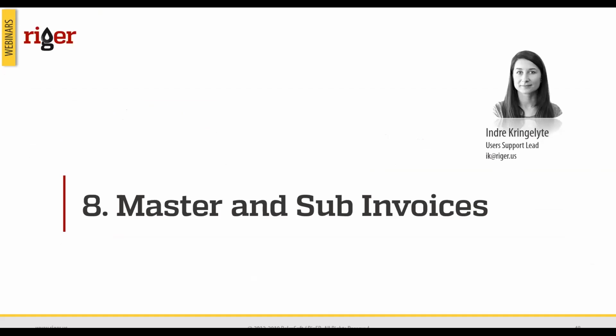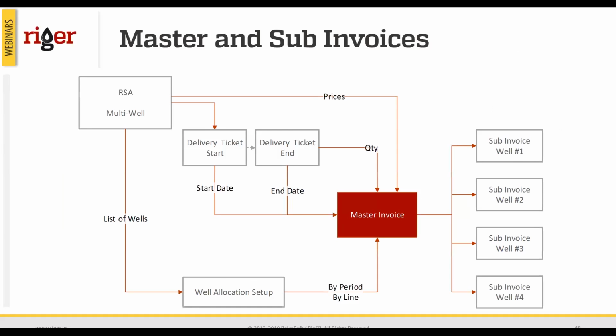So the next and the most complicated and the most useful invoice generation type is master and sub invoices. It's very similar to multi-well invoices, the same approach, but more complicated. For example, in this case the client is asking you to provide a separate invoice for each well. So for these cases, we built a master invoice with sub-invoices approach for the invoice generation procedure in RigER. Based on the master invoice, we build sub-invoices for each well.